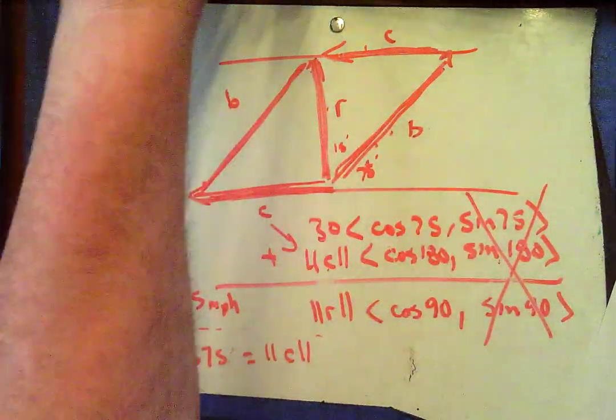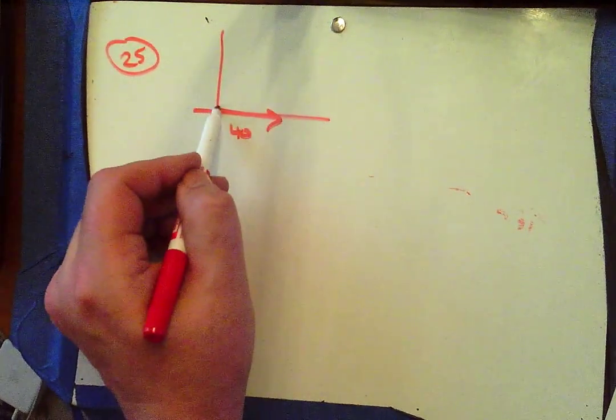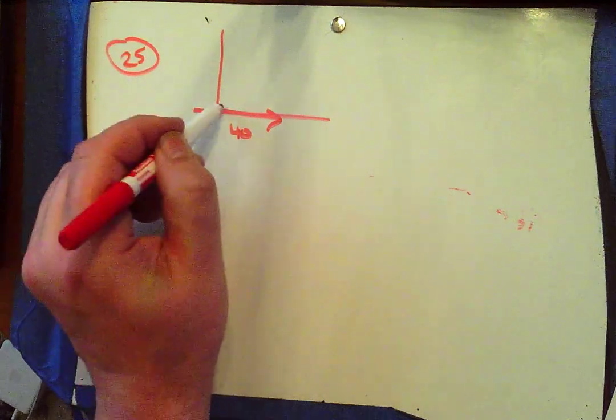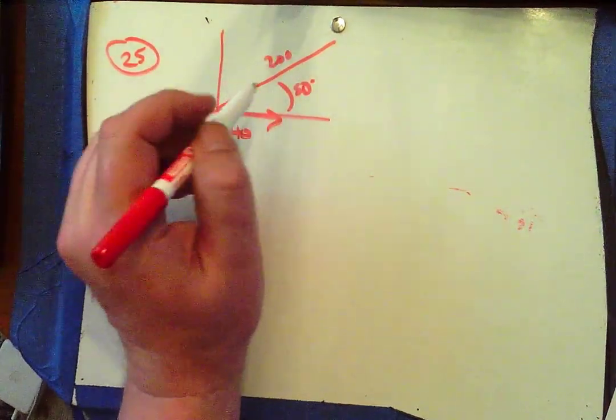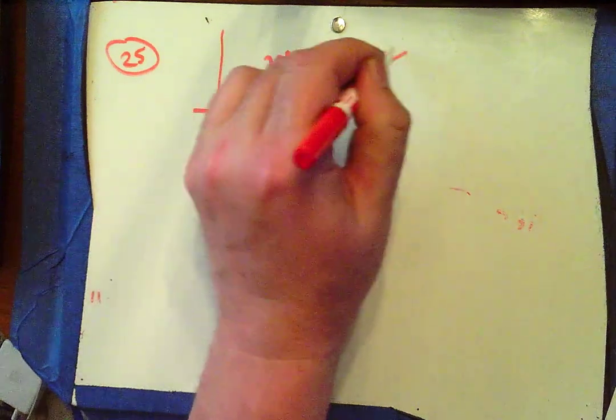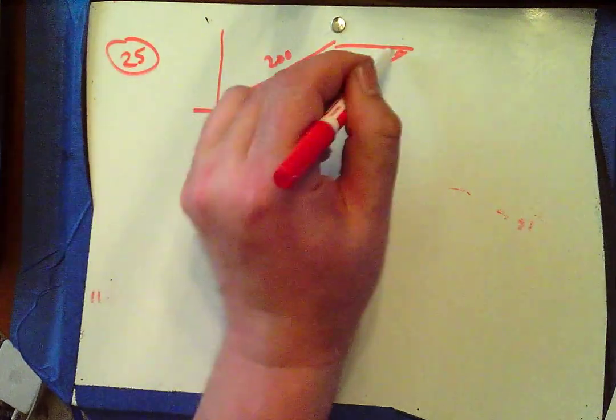All right, 24. What about 25? 25 says an airplane with an airspeed of 200 is flying at a direction of 50 degrees, and a 40-mile-an-hour wind is blowing directly from the west. Okay, so the wind is blowing this way at 40. The plane is going this way, 50 degrees at 200 miles an hour. And we want to know what the resultant vector will be. Where does the plane actually go? This is the actual path of the plane.